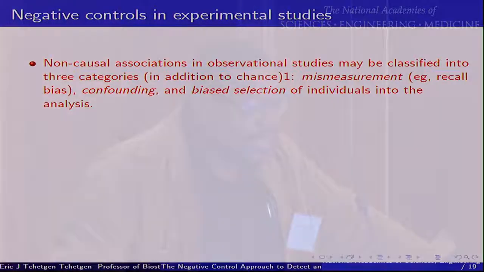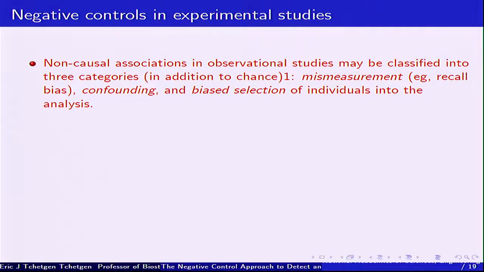Non-causal association in observational studies may be classified into three categories. In addition to chance, it could be mismeasurement, which we call bias, notorious in case control studies. Confounding, where you have an unmeasured common cause of the exposure and the outcome. Of course, there are only two reasons why two variables could be associated. Either one causes the other, or there's a third variable you haven't accounted for that correlates the two.